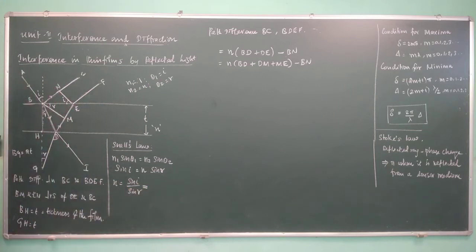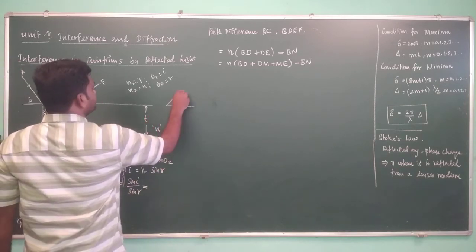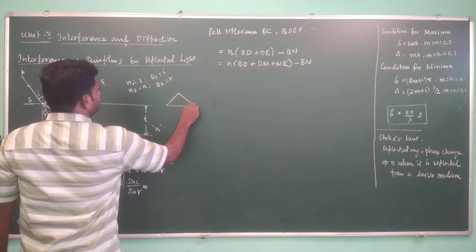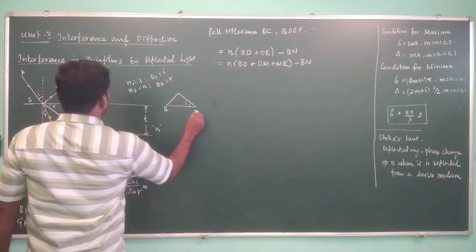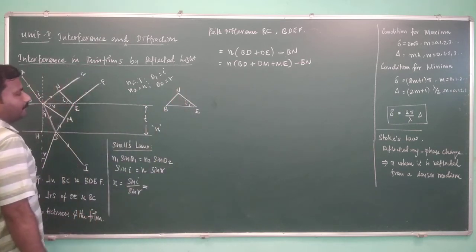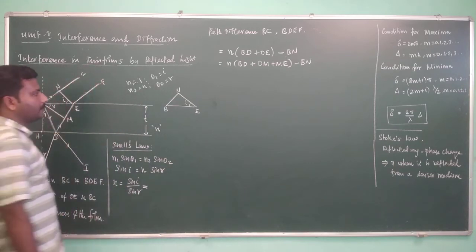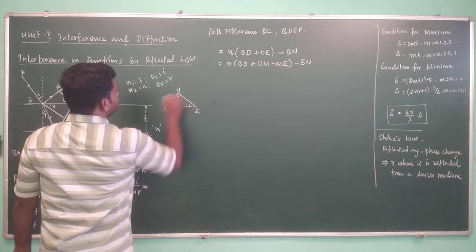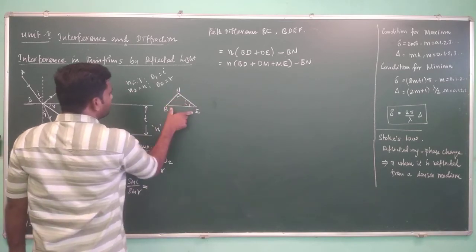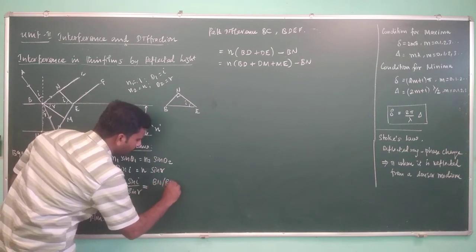Okay, now with this triangle, which triangle? Now from the triangle, this is i, it is B, E, N. From this triangle we can write sin i. What is sin i? Sin i is opposite side by hypotenuse. This is normal, so the opposite side is BN, and the hypotenuse is BE. So here it is BN by BE.